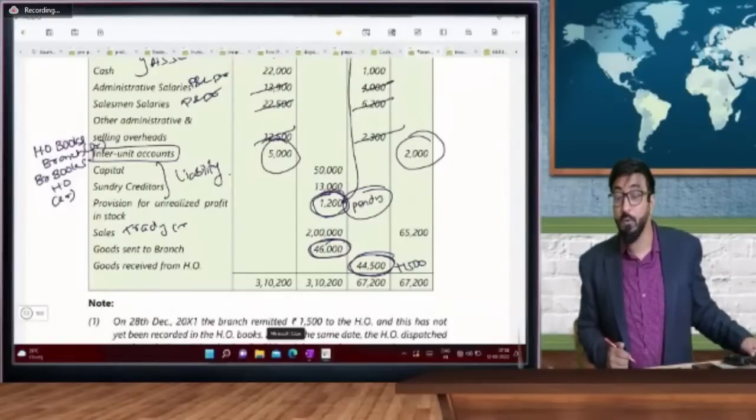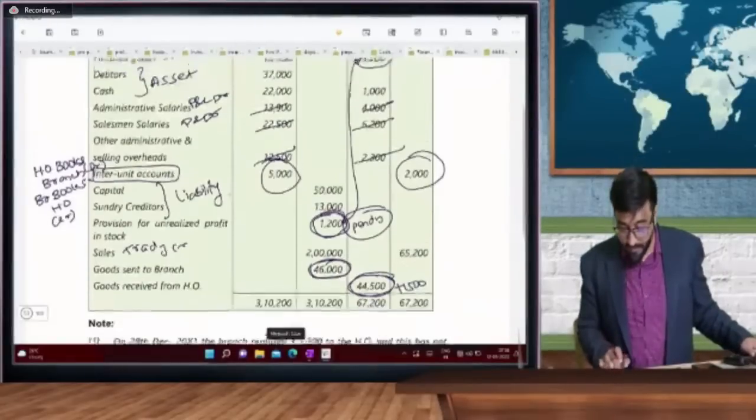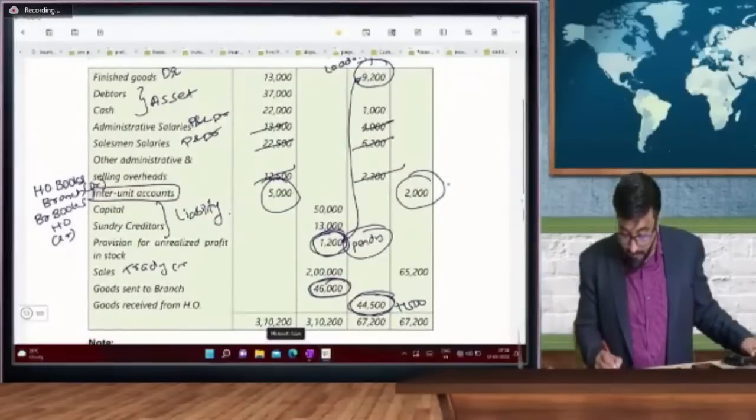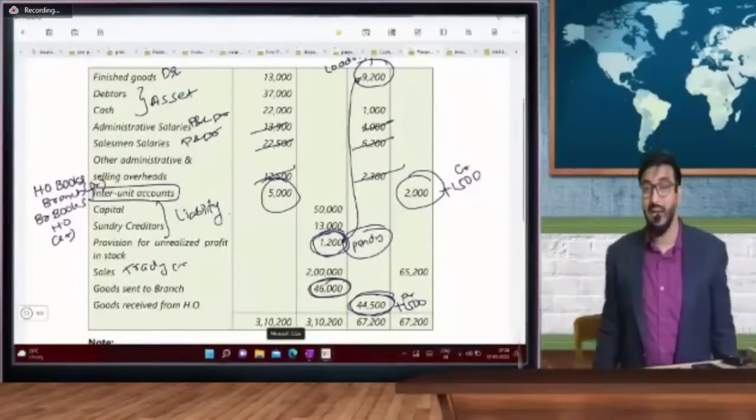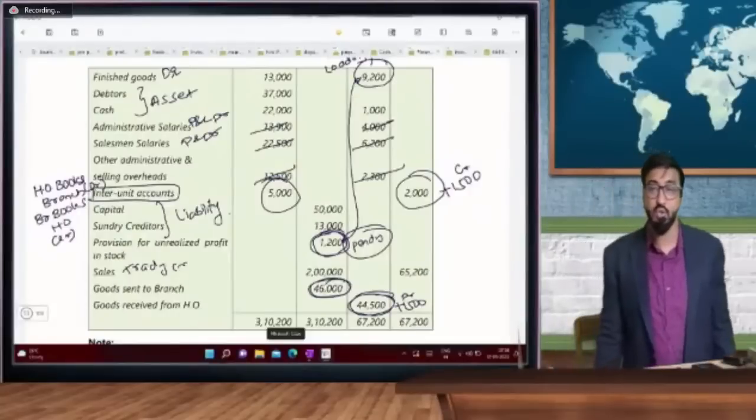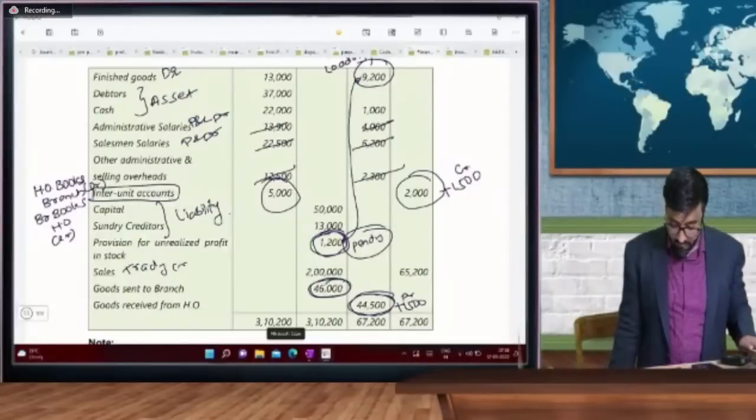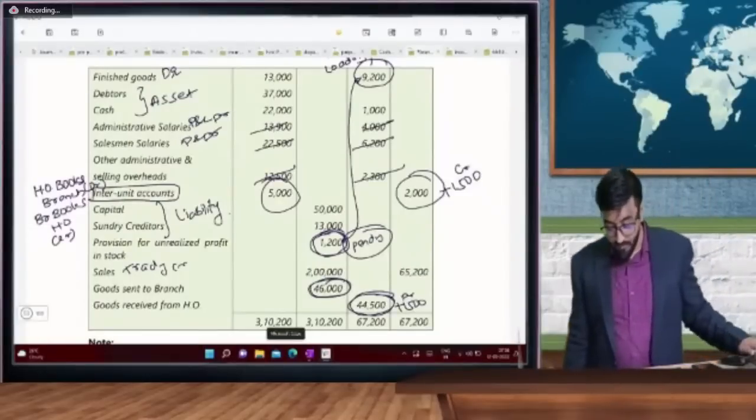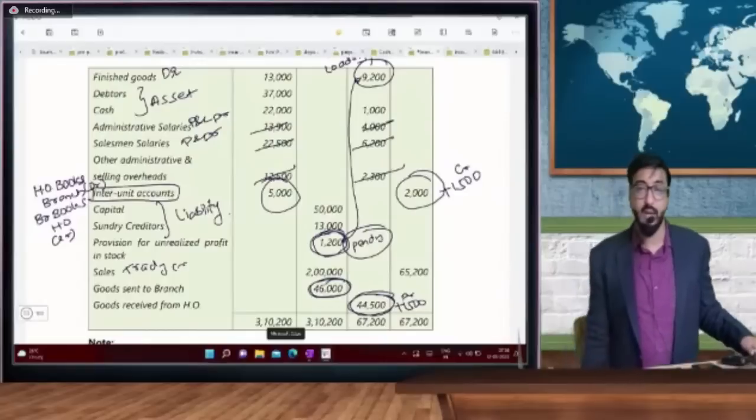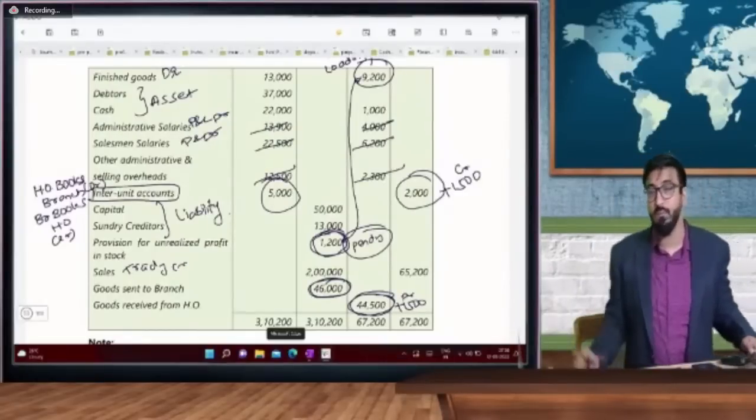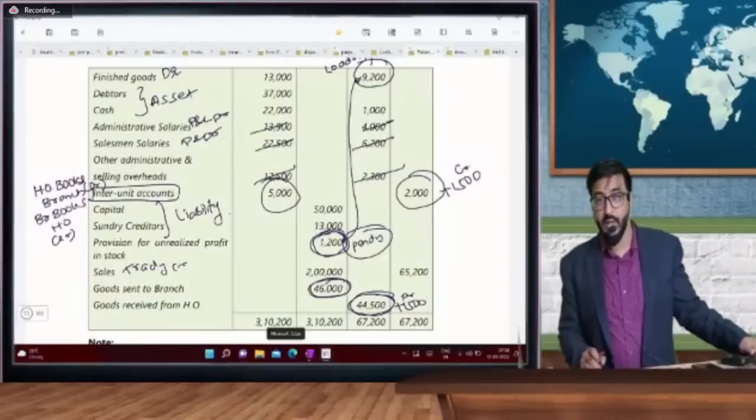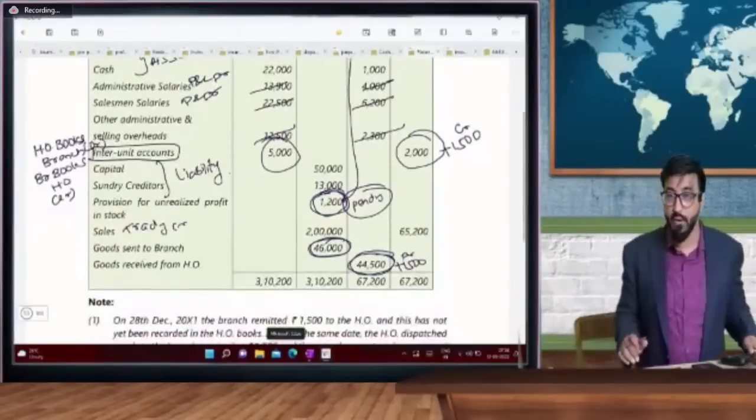So 44,500 plus 1,500 here, and in inter-unit accounts, they added 1,500. So one debit, one credit. So your trial balance is tallying. Okay. So 44,500 plus 1,500, 46,000, and 2,000 plus 1,500, 3,500. Okay. So we have done with first entry.